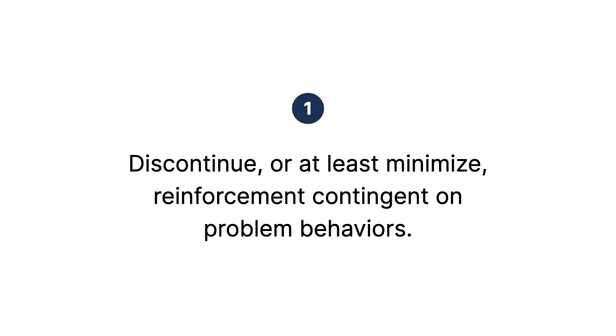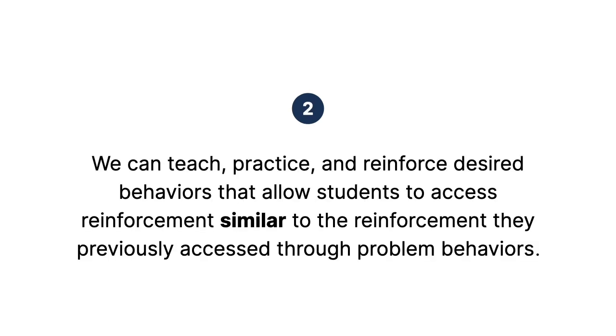By identifying the source of reinforcement maintaining occurrences of student problem behaviors, we can do two things. First of all, we can discontinue, or at least minimize, reinforcement contingent on problem behaviors. Second of all, we can teach, practice, and reinforce desired behaviors that allow students to access reinforcement similar to the reinforcement they previously accessed through problem behaviors, and essentially function as win-win scenarios.